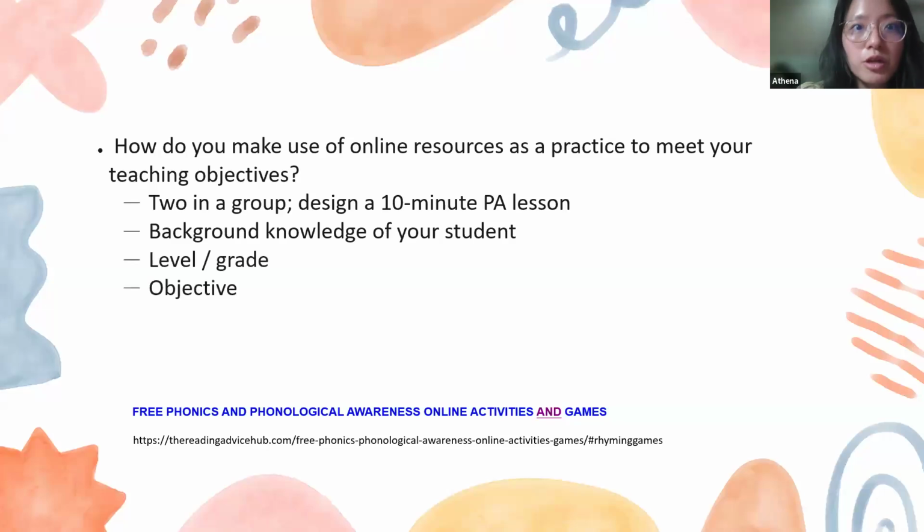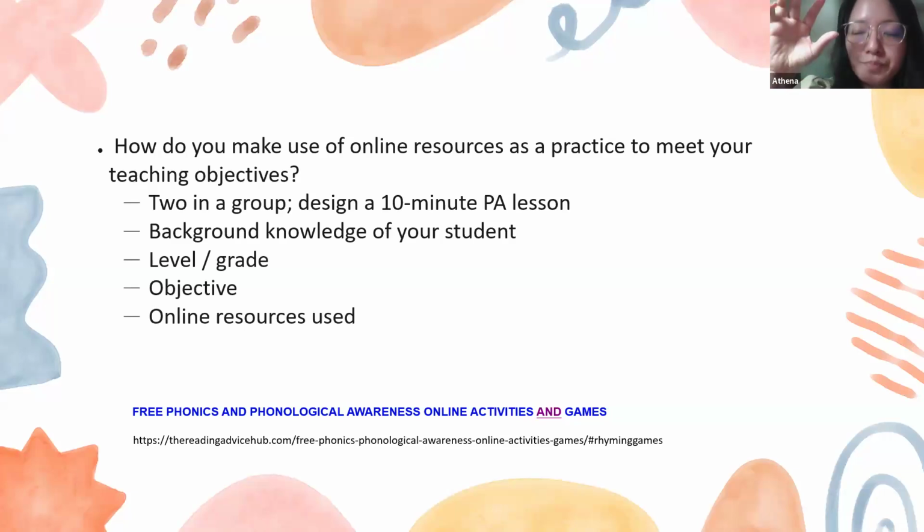So it's very important to write down your objective. You have to write down the background knowledge of your student level or grades or objective, what kind of classes, you can analyze it a little bit. And then there are online resources. I have provided you with one link you can see from the chat bot. And there are a lot of online resources.